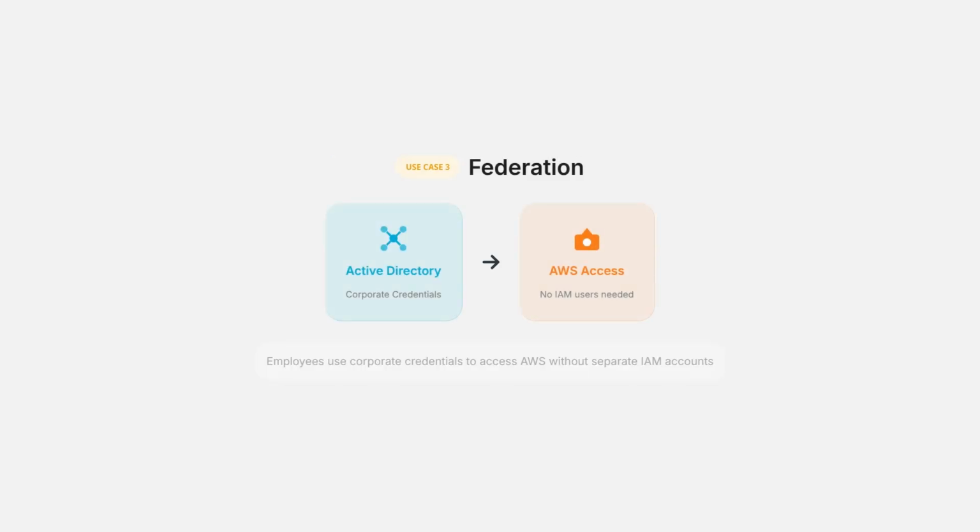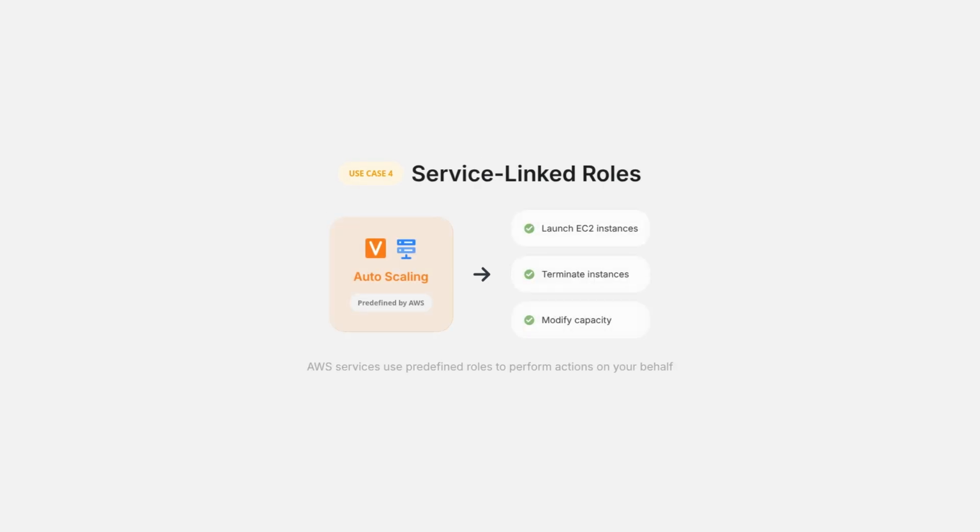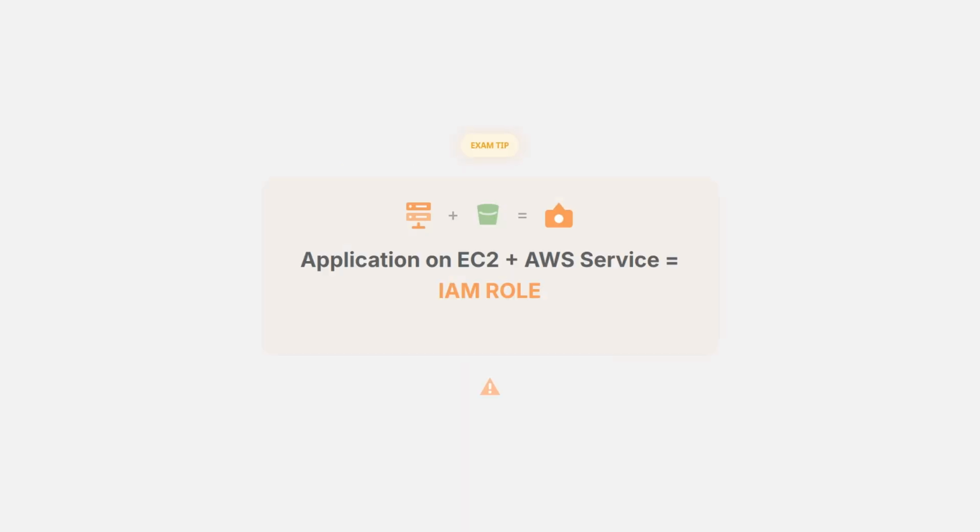Third, federation. When you want employees with corporate Active Directory credentials to access AWS without creating IAM users for each person. Fourth, service-linked roles. These are predefined roles that AWS services use to perform actions on your behalf, like auto-scaling, managing EC2 instances. Exam tip. Whenever a question mentions an application on EC2 needing to access another AWS service, the answer is almost always an IAM role. Never access keys.